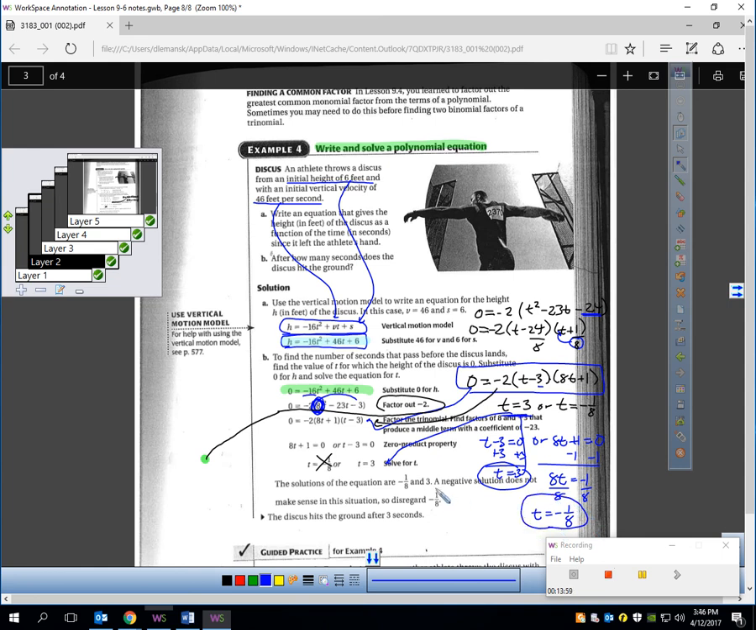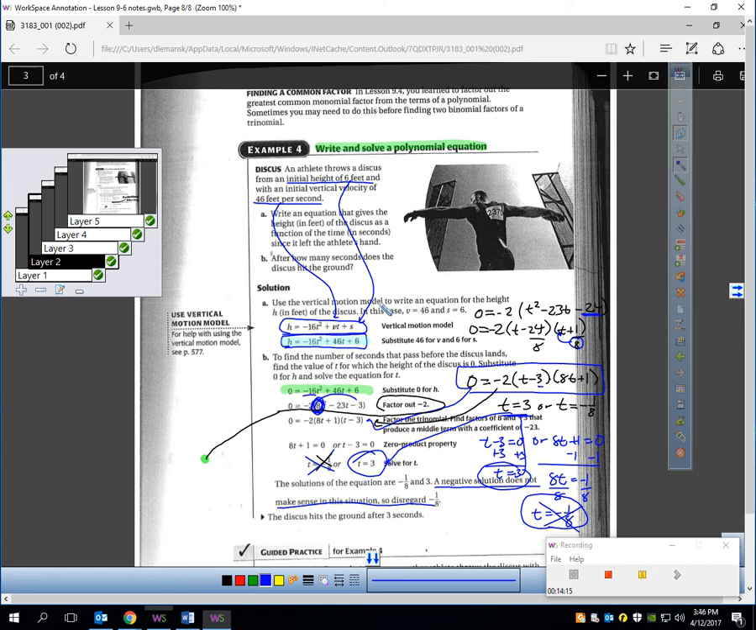Do you notice a negative solution does not make sense in this situation? We can't throw a discus and have it in the air a negative 1/8 of a second. So we're going to disregard that answer, which means we're just throwing it out. The answer should have been 3 seconds. So you're going to see the vertical motion model a lot in our word problems in this lesson also.